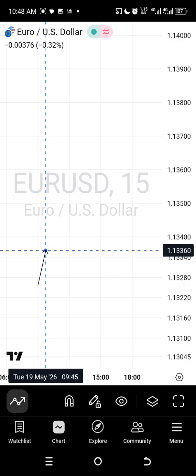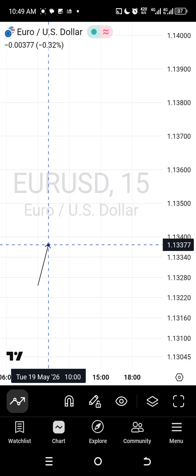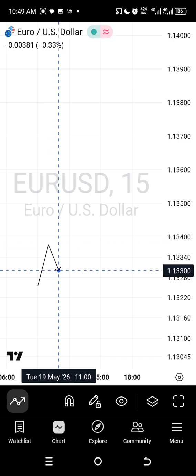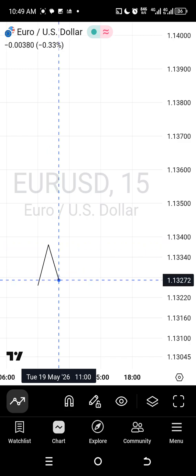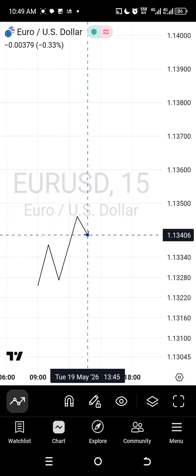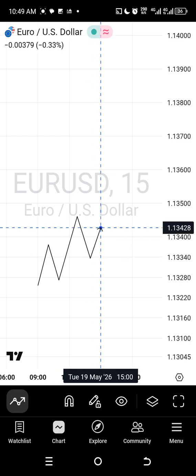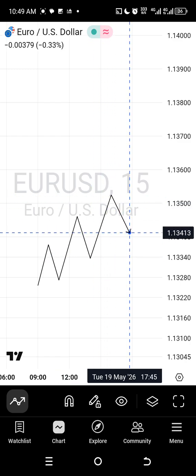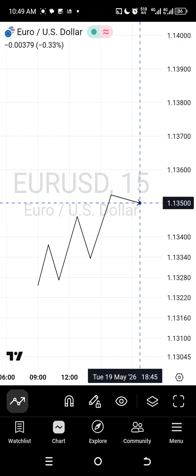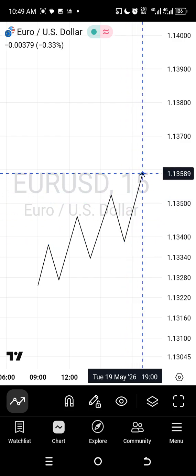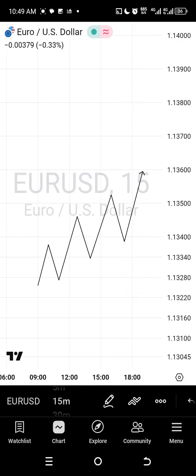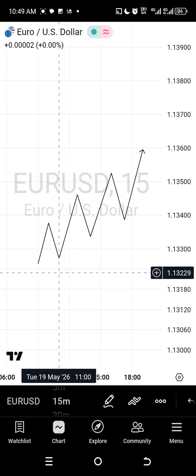We have market structures that are bullish. We have market structures that are bearish. The bullish market structures are the ones that have higher highs, higher lows, higher highs and higher lows, and higher lows, and higher highs, and higher lows, and higher highs, right?